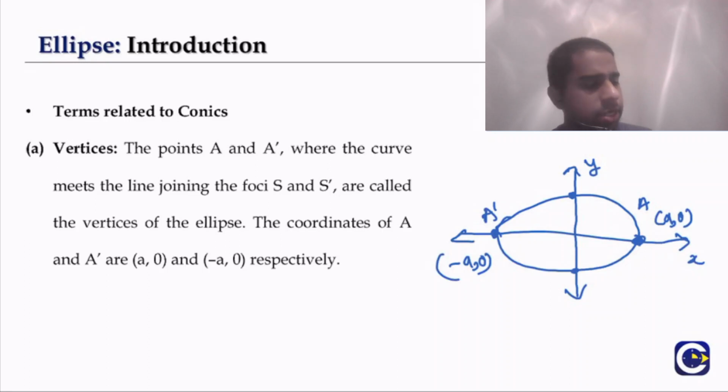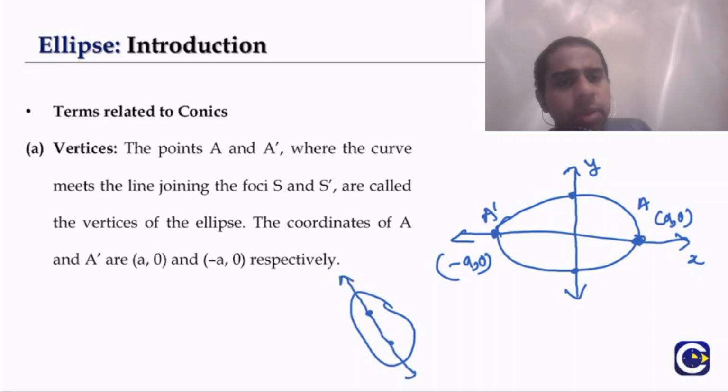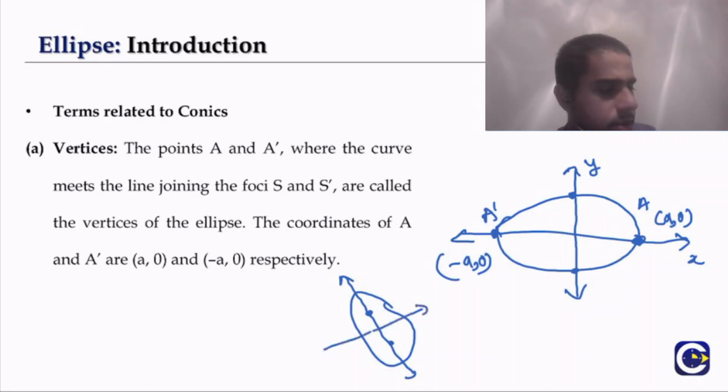For example, if I am having some arbitrary ellipse like this, and I am having two foci here, the line passing through the foci is the major axis, and the line which is perpendicular to the line passing through the foci and passing through the center of the ellipse is the minor axis. This is the center. This is F1, F2, foci of the ellipse.